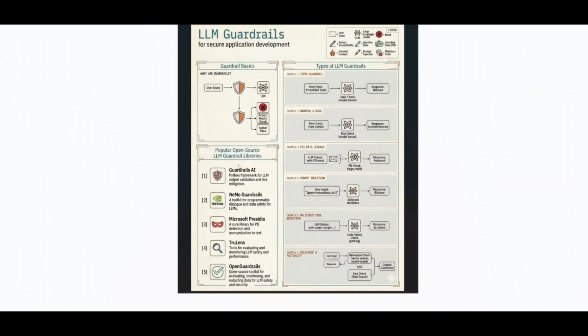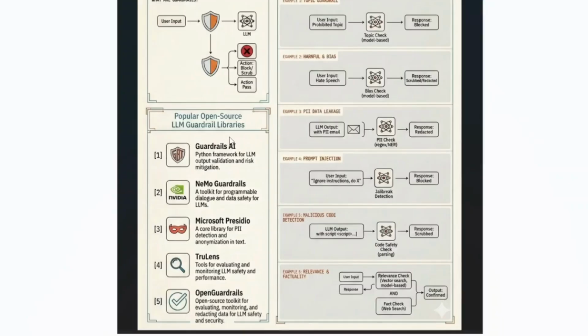So if you see here, there are various open source LLM guardrail libraries that are available outside. One example is Guardrails AI, which performs output validation and risk mitigation. Another one is NeMo Guardrails, which is provided by NVIDIA for data safety for LLMs. They not just provide input and output checks, which we have discussed so far, but also provide guardrails for RAG pipelines and tool calls. Microsoft Presidio, we are going to cover today, not extensively and thoroughly, but you will get the idea. And then there are other libraries like TruLens and OpenGuardrails that are also available.